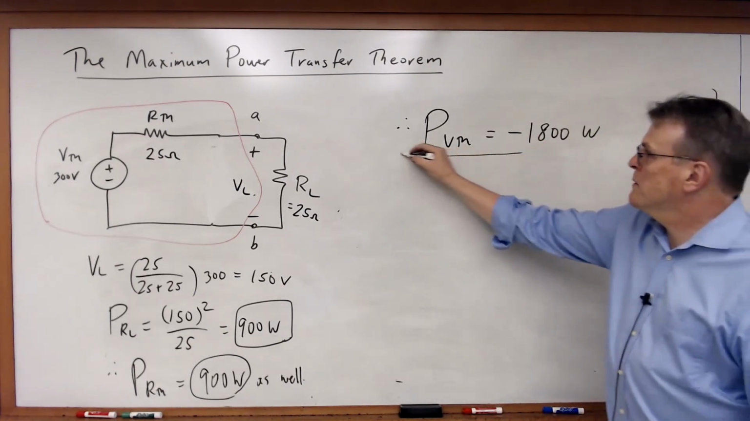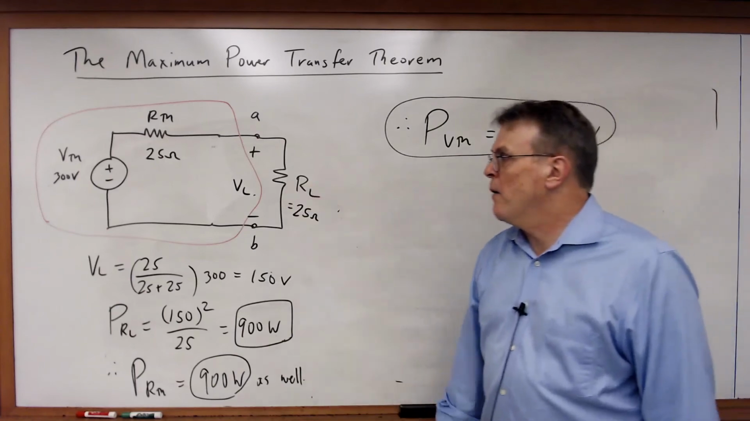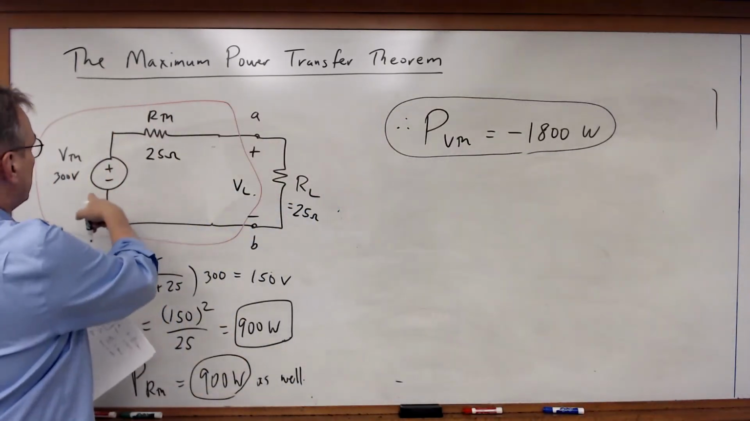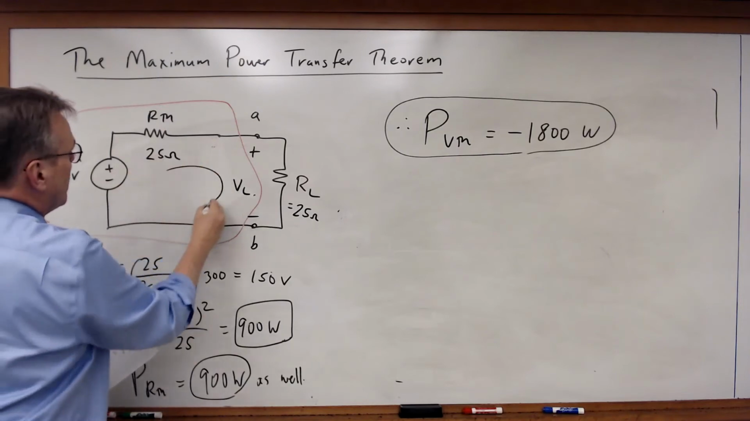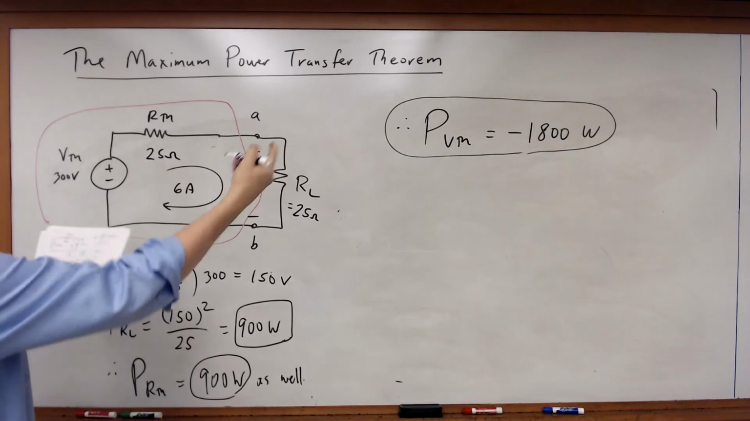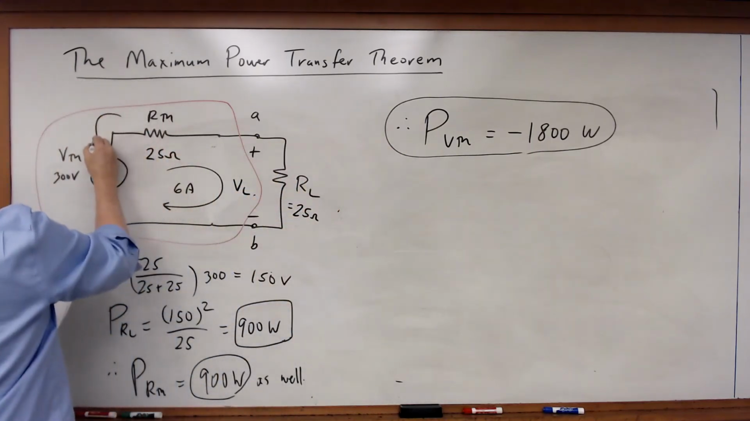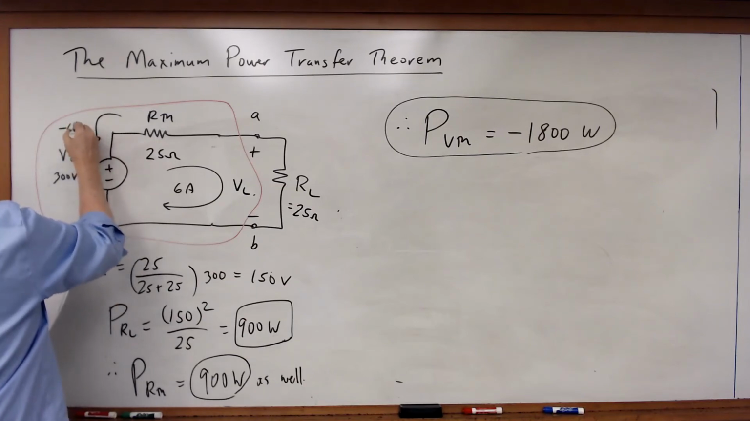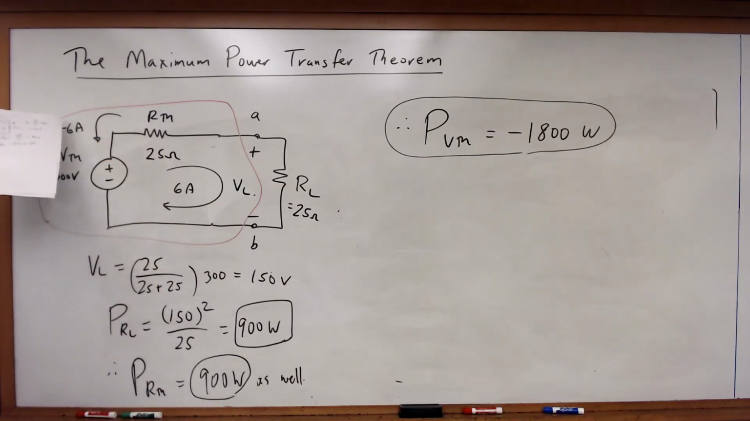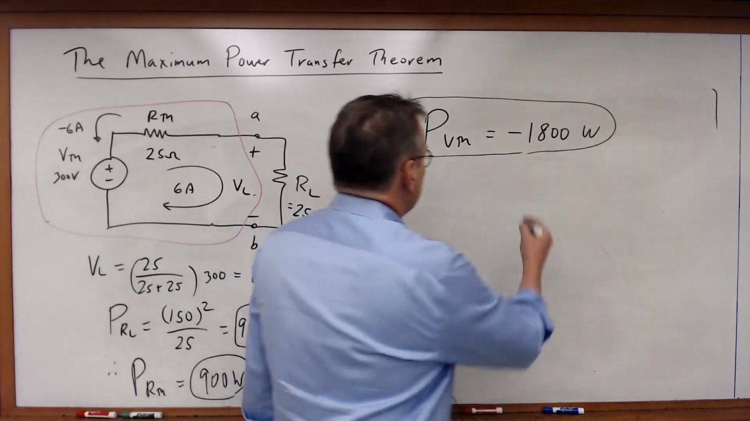And you can easily prove this to yourself by calculating the power. So in this case, 300 divided by 50, I'll have 6 amps flowing around that loop. And by passive sign convention, that means I have minus 6 amps flowing into the positive end. So minus 6 times 300 is minus 1800. So my power balance works.